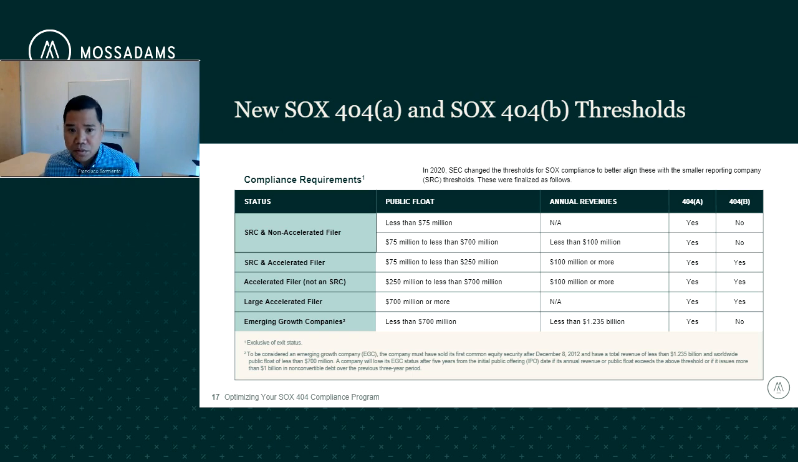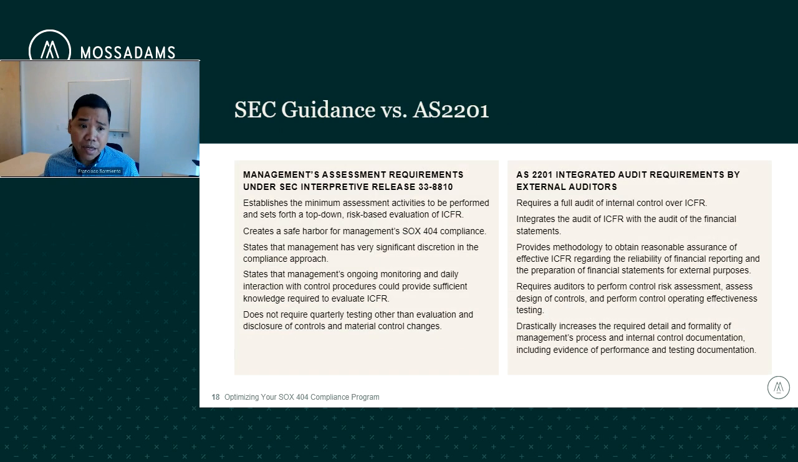Okay, we will jump into our next slide, which is a comparison of the SEC guidance and Auditing Standard 2201. So under the SEC Interpretive Guidance 33-8810, this is the guidance that management uses for its self-assessment, which gives you a lot of leeway and flexibility in how you assess management's internal controls over financial reporting. It does not require management to perform quarterly testing. It can rely on management's knowledge of the operation of the controls and its knowledge based on the monitoring of its operating effectiveness.